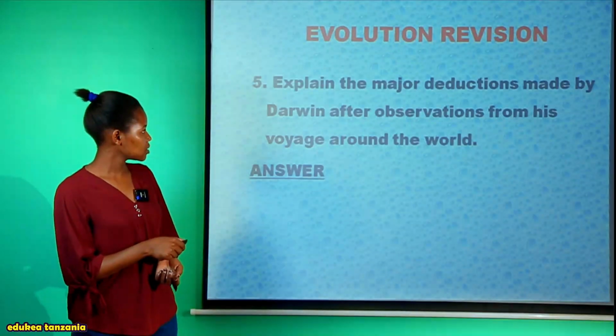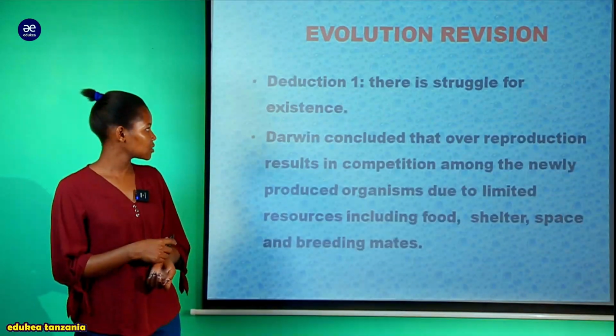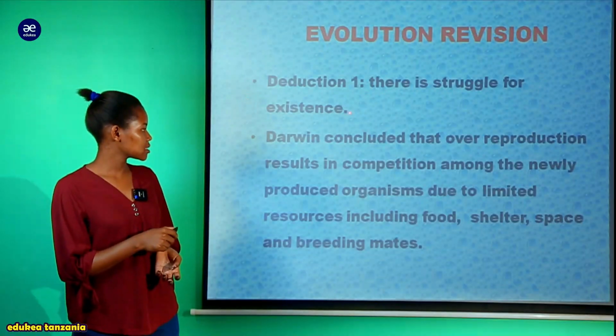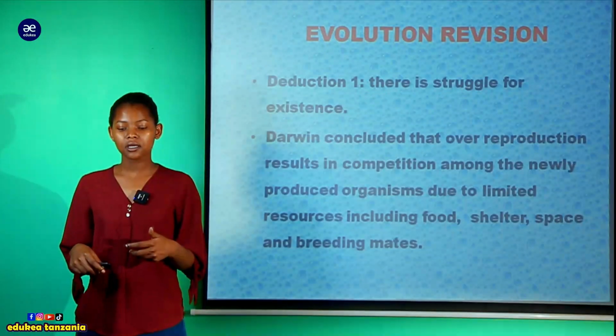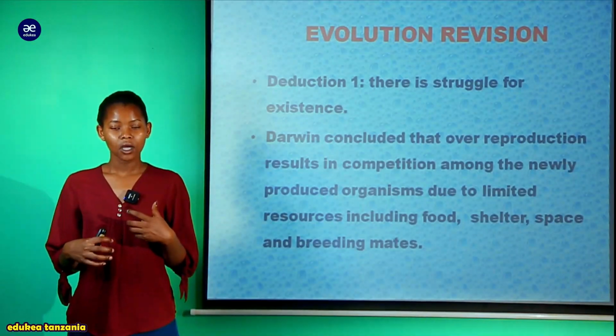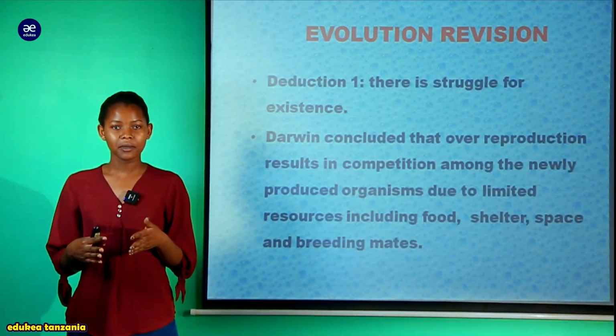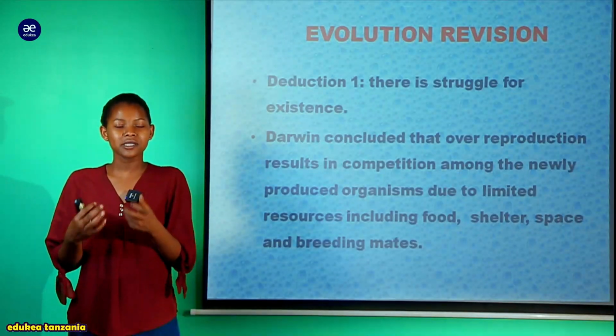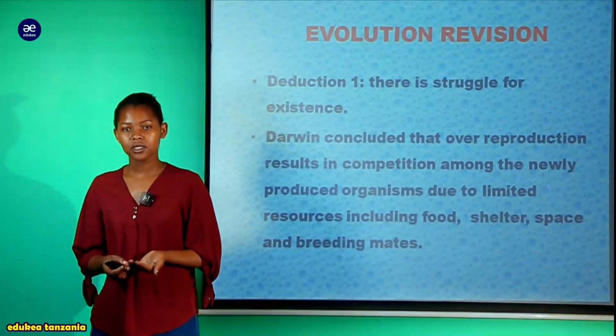And now as you can see, also deductions zilikuwa ni tatu. The first deduction is that there is a struggle for existence. Deduction is just like mawazo au tunasema ni opinions za Darwin. Baada ya kufanya hizo observations zake, alikuja na findings gani au alisema vitu gani? That is all about deduction.